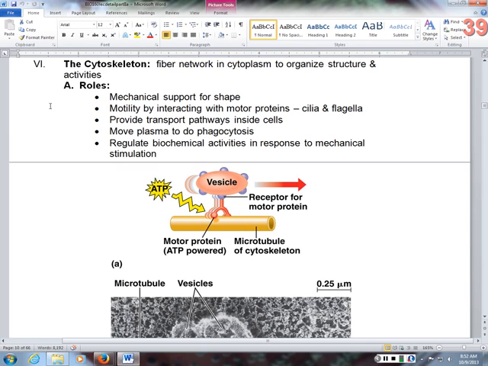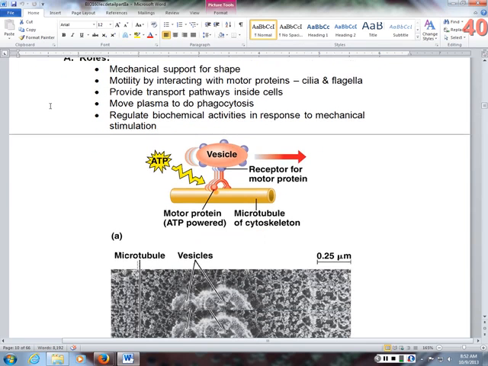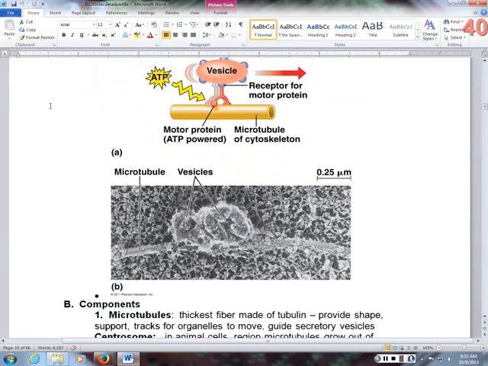It will move plasma to do the phagocytosis, so when you're going to engulf something, it helps to allow you to do that. It also helps to regulate biochemical activities in response to mechanical stimulation. So if you poke at a cell, certain cells are going to react to that, and it will allow that to happen.